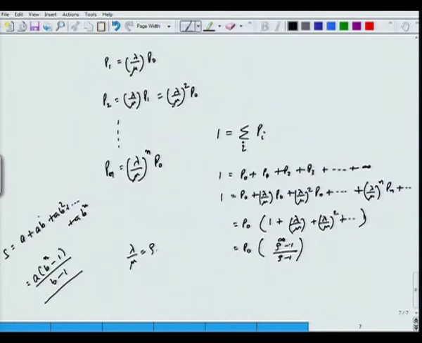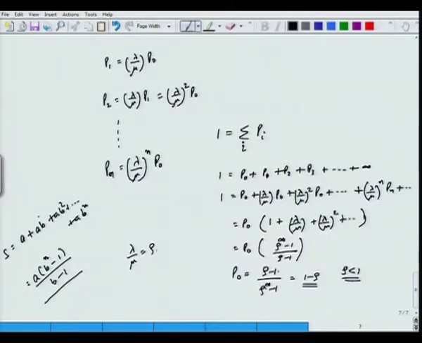Interestingly, rho raised power infinity can be 0 only if rho is less than 1. So, P0 will be rho minus 1 divided by rho raised power infinity minus 1, and if rho is less than 1, then only I will get a solution which will be 1 minus rho, some positive value, and a probability of course has to be always less than 1, which will always be guaranteed if rho is less than 1. If rho is 1, 1 raised power infinity is also going to be undefined in that case. So, this becomes undefined. So, rho has to be less than 1 for a stable situation.